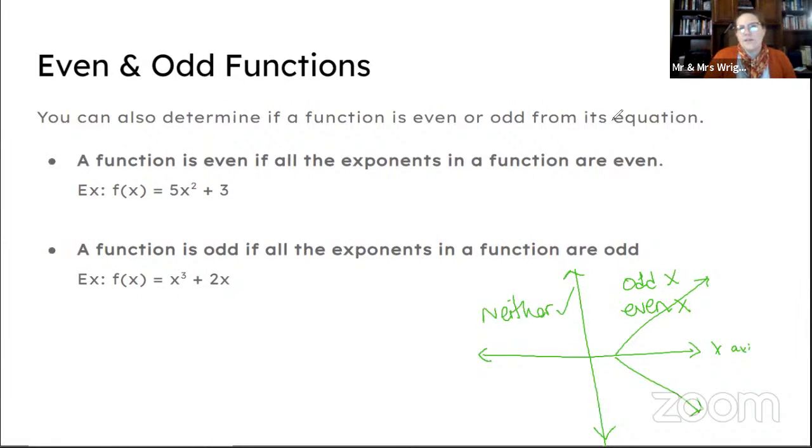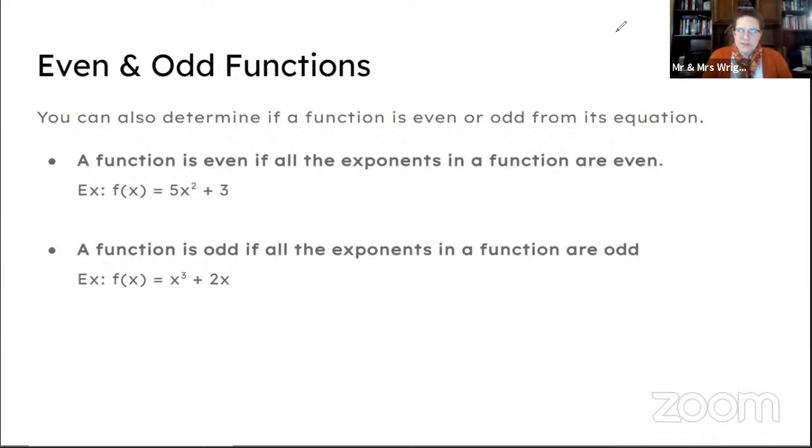All right, so those were based on the graphs and what you could see. But what if you don't see the function? What if you just have it written out as an equation? Well, there's a way to check it. If all of the exponents in a function are even, then it's going to be an even function.